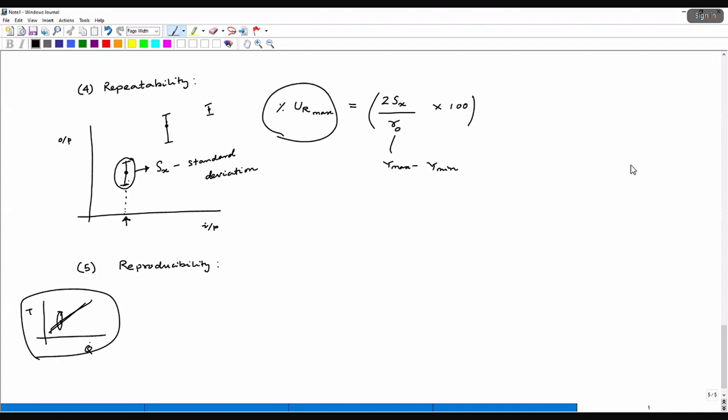So my point is, let's say, we are talking about three different things here. The person who is doing it, the place where it is being done, and third, the instrument that is being used. Okay. So I am saying that at least one of these has to be changed for you to say that my results are reproducible. Okay.